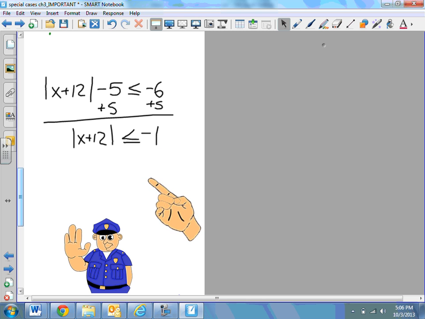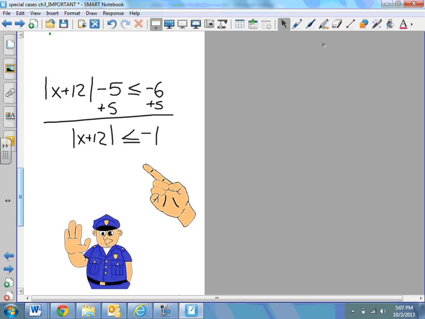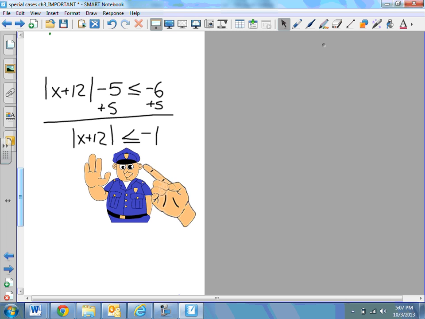Wait a minute, didn't I just finish telling you guys that this side's always going to be positive? And isn't a positive number always bigger than a negative? So this is not true. This whole thing isn't true. So yes, you're right, we got to use Mr. Bob here. This is not true. We got to stop here because this is never going to be a true statement.